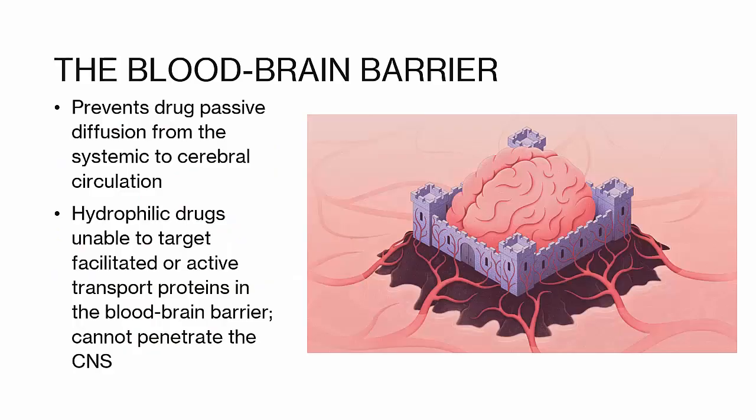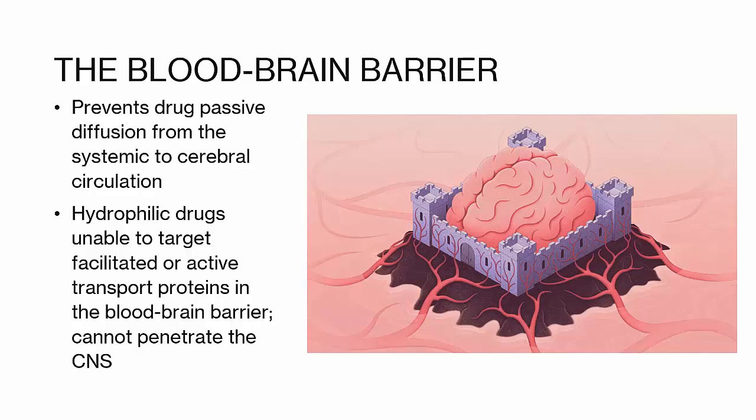The blood-brain barrier. The central nervous system presents special challenges to pharmacological therapy. Unlike most other anatomical regions, the central nervous system is particularly well insulated from foreign substances. However, this also includes medications. The blood-brain barrier uses specialized tight junctions to prevent the passive diffusion of most drugs from the systemic system to the cerebral circulation.